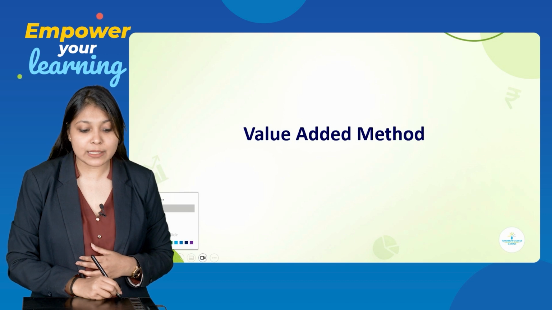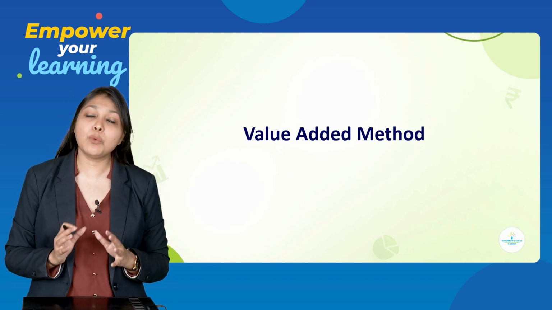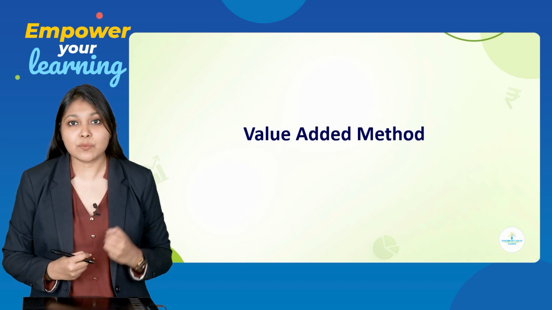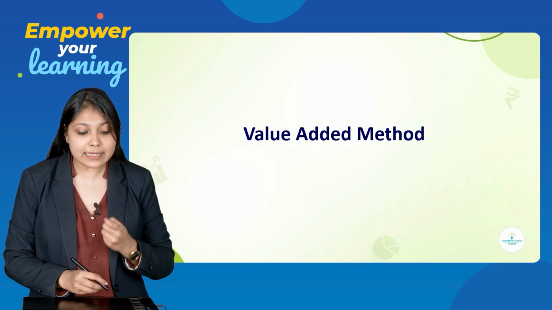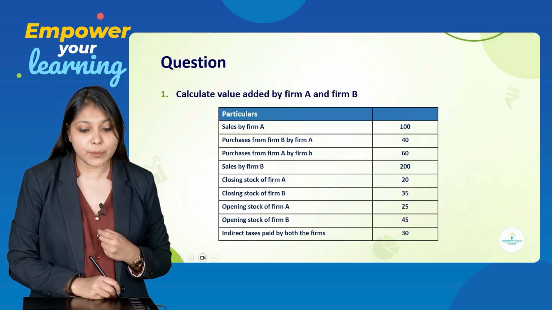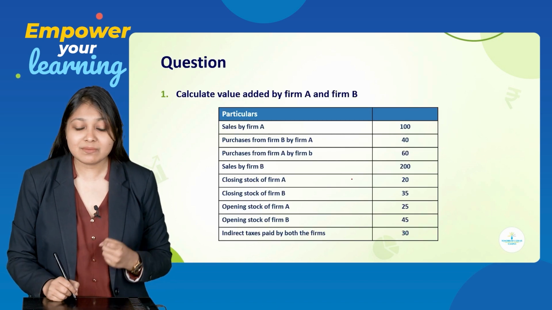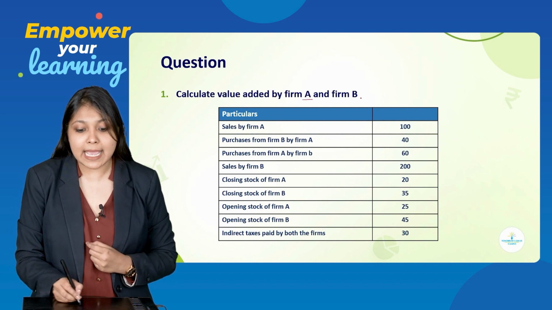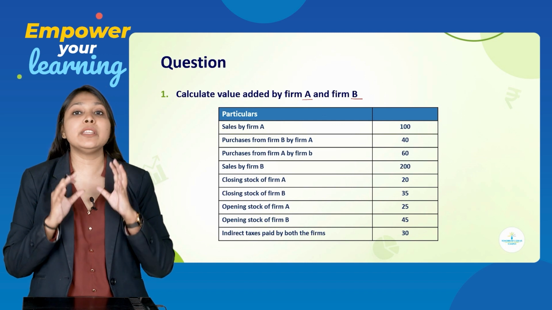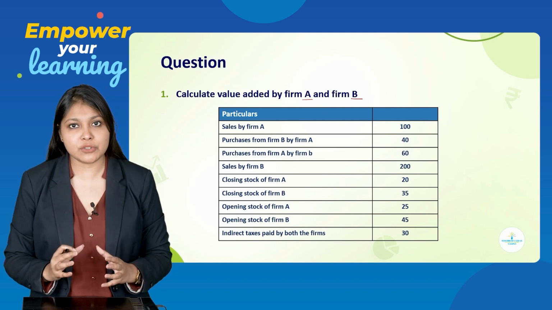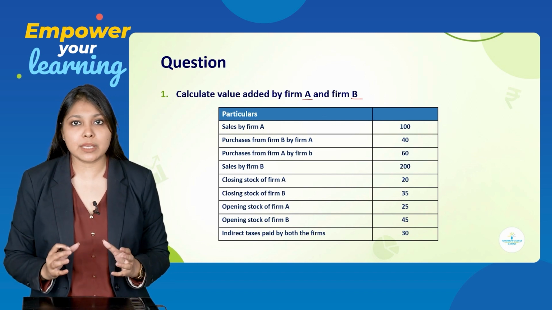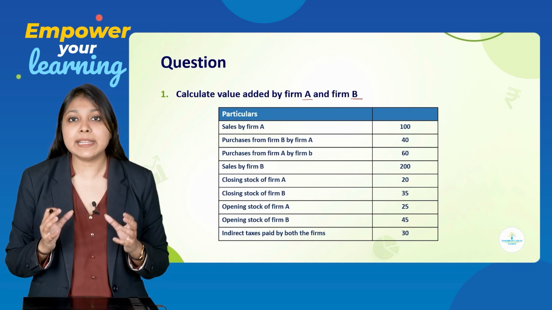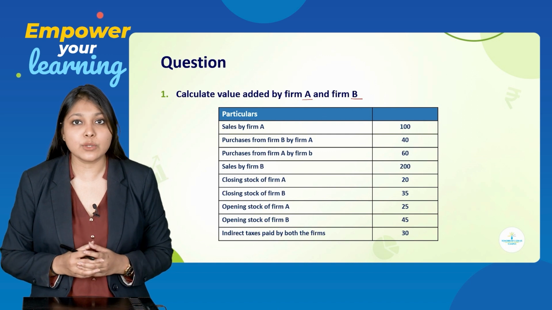First, it's the value added method. We already know what the value added method is. We know the formula, the precautions, and the meaning of it. So let us look at what type of questions are expected. First, calculate value added by firm A and firm B. You will be given a table full of information. What you have to do is analyze the table and then start finding out what the question is asking you to find.